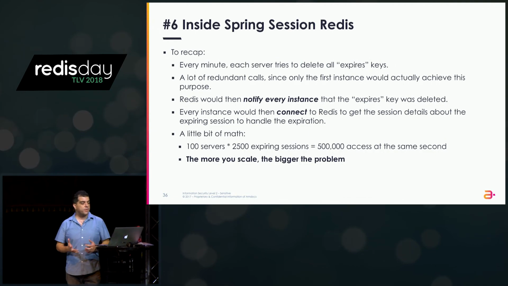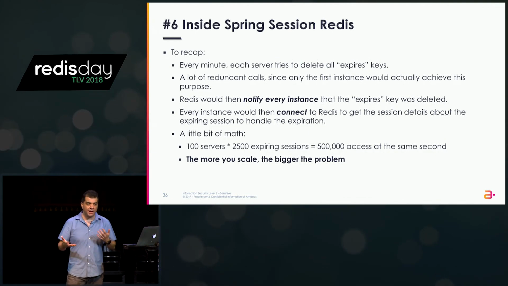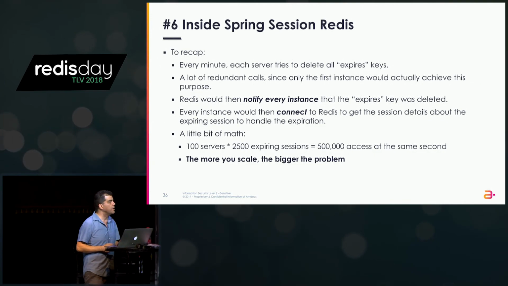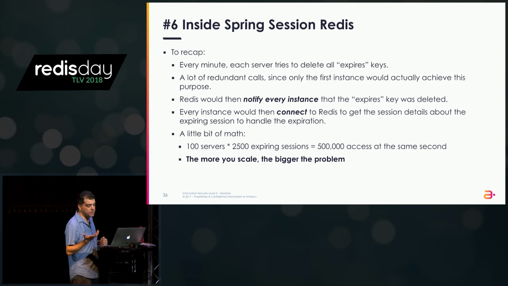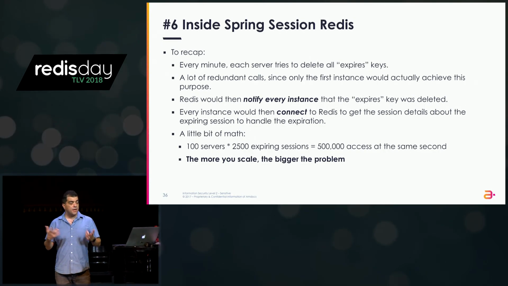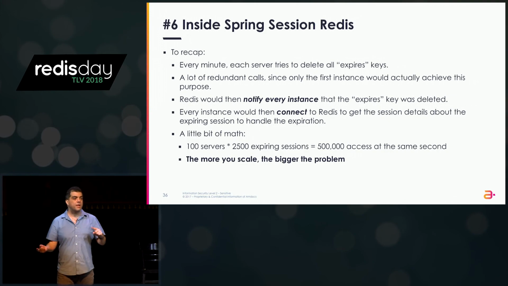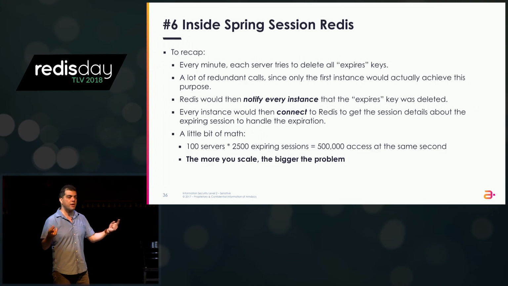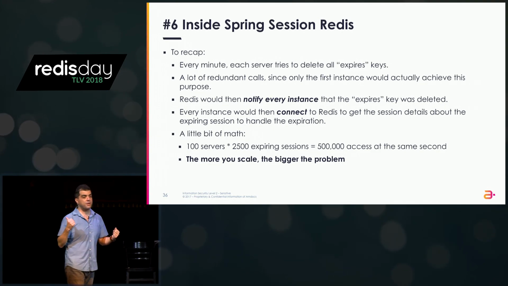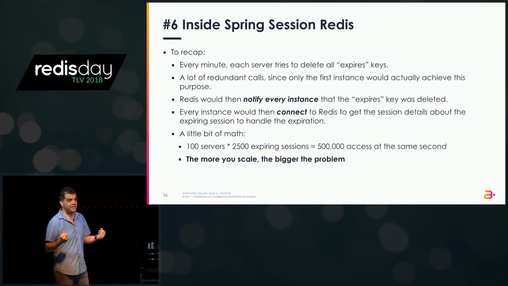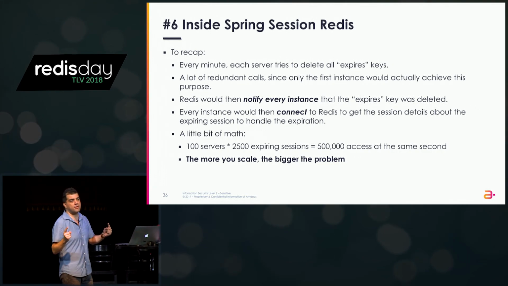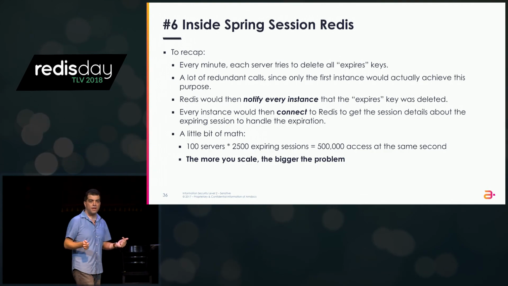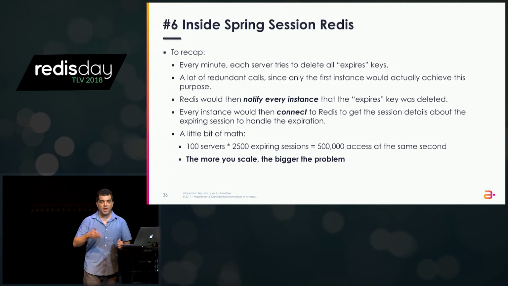So to recap, every minute each server will try to delete the keys. A lot of redundant calls if you have multiple servers, because only one of them is actually going to successfully delete this key. All the rest will just waste their time. Then Redis would notify each instance about the session expired event. Okay, there's a pub/sub mechanism going on there. So every instance will get the notification, and will go back to Redis to try to get the session data. So there's like 3 hops here that you might not even need. And that's why you got these spikes, every minute exactly, you got this spike.